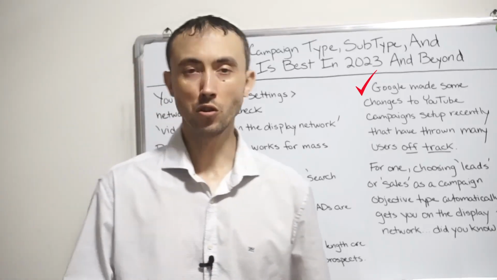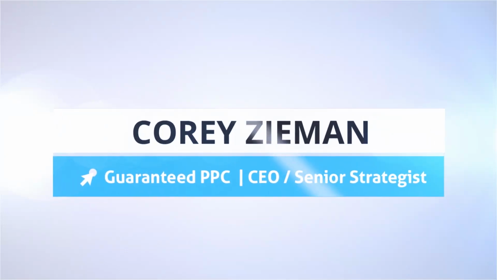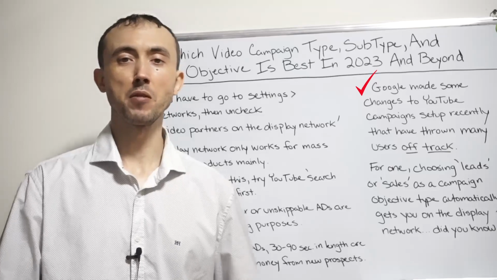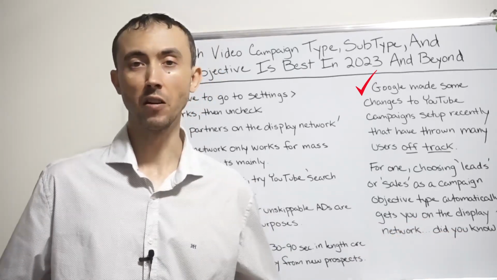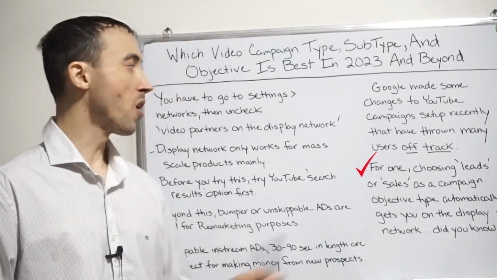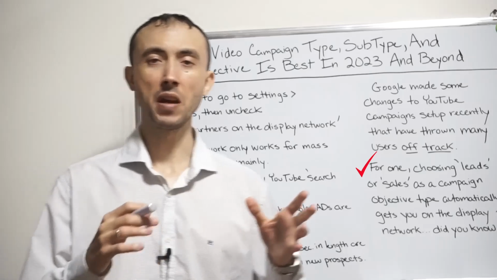If you don't know what you're doing, it's very, very easy to have your campaign just blow up, waste all your money, and you've got nothing for it, okay? For one, choosing, and this goes into the campaign objective.